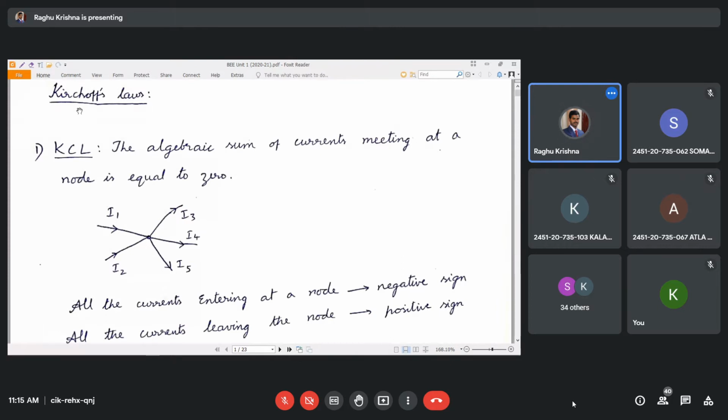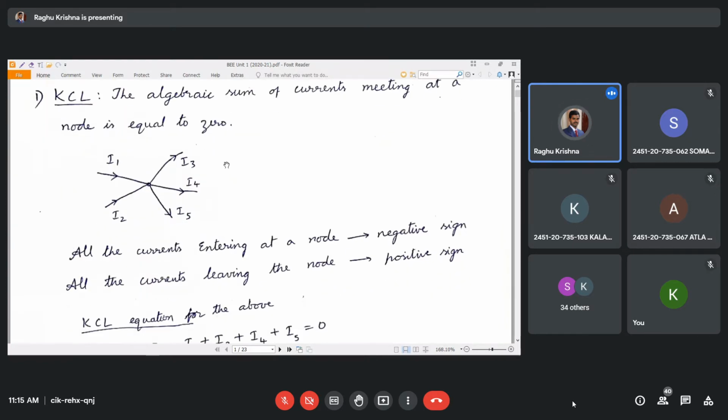Okay. So Kirchhoff laws. First topic is Kirchhoff laws. In Kirchhoff law you have KCL and KVL. What is meant by KCL? Kirchhoff's current law. Kirchhoff's current law states that the algebraic sum of currents meeting at a node is equal to 0.